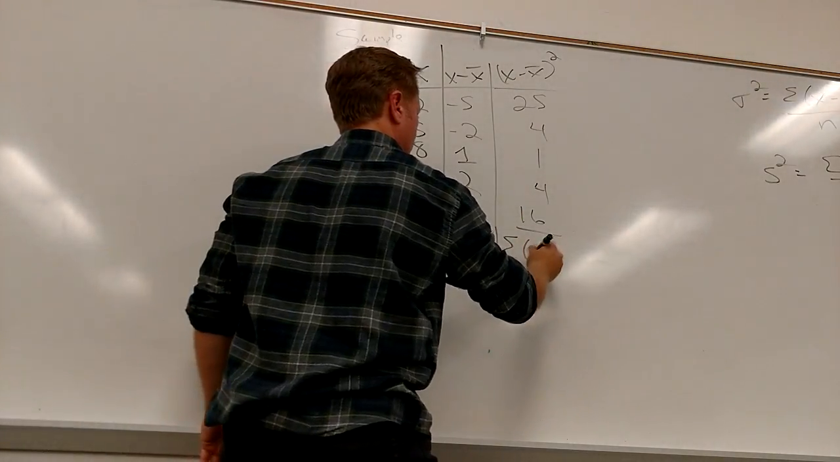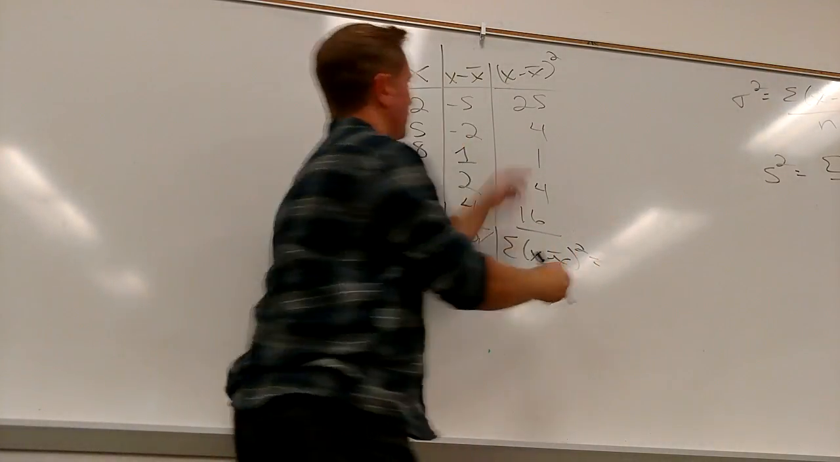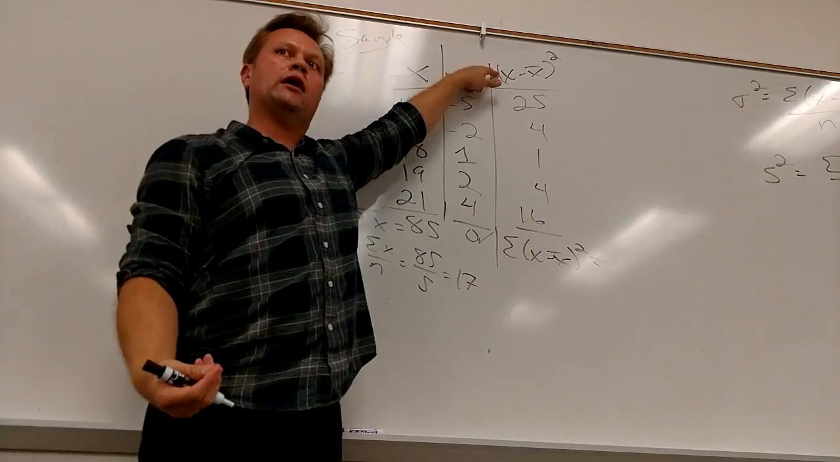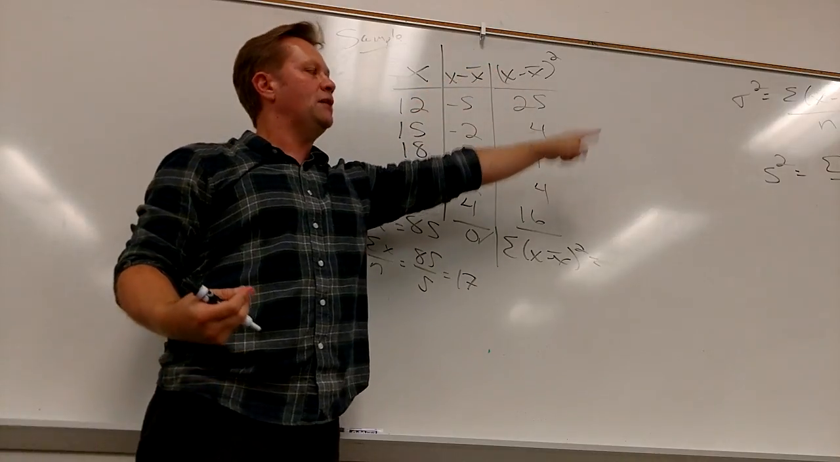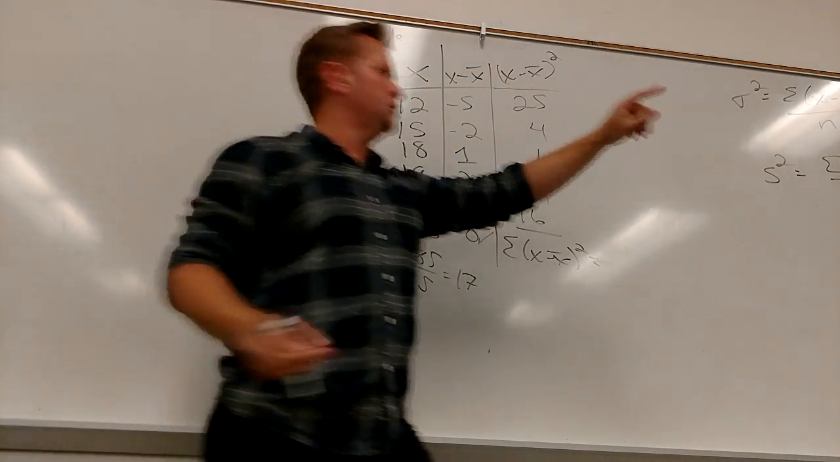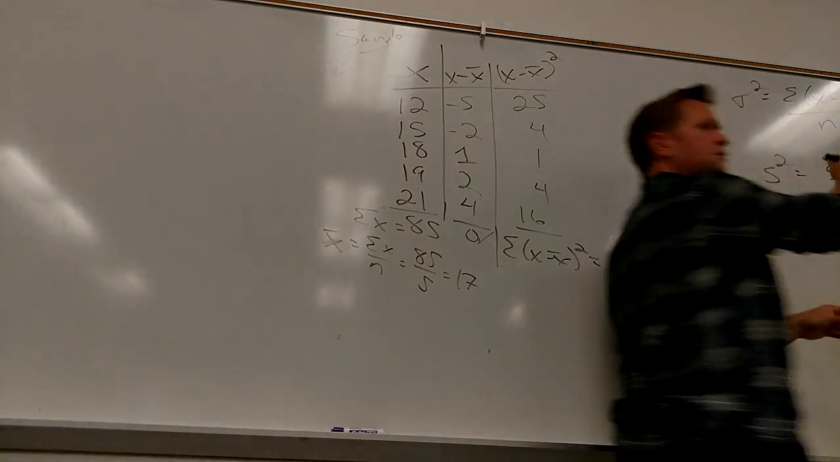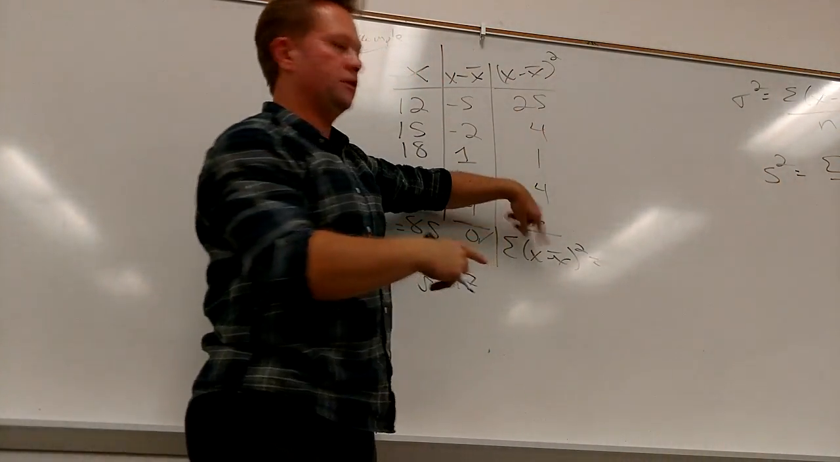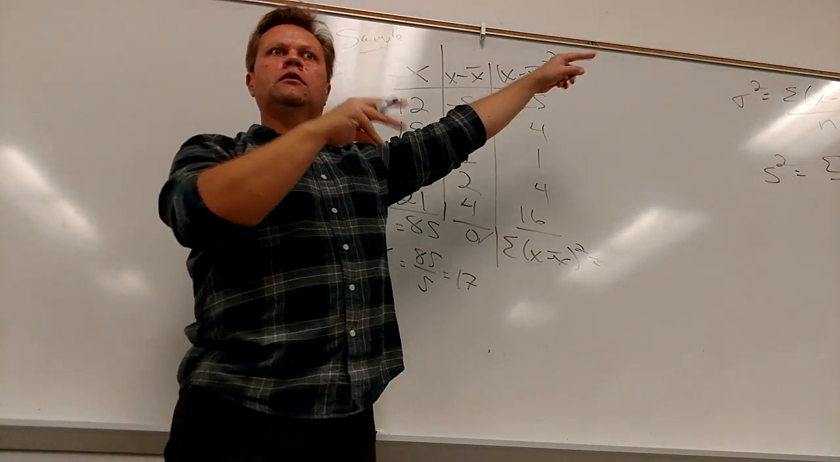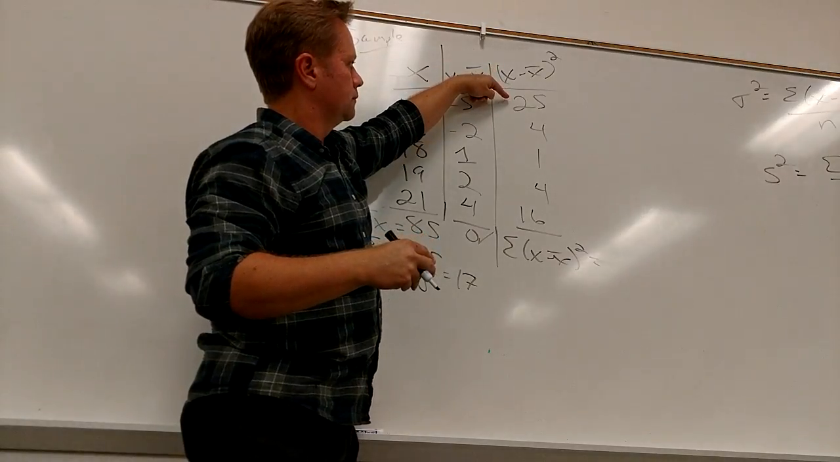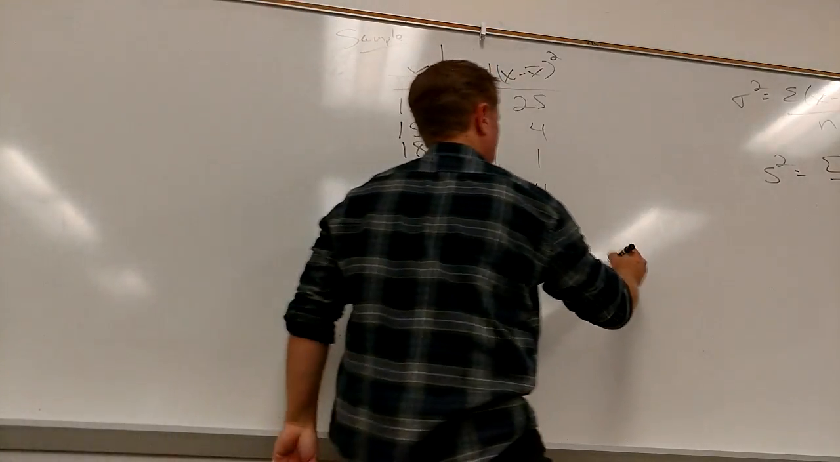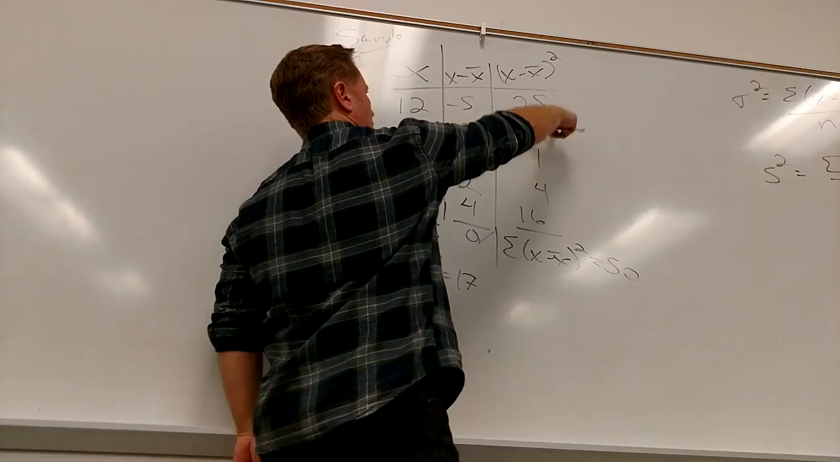So the sum of x minus x bar squared. Now these are a bunch of x minus x bar squares. The formula needs the sum of those. I never put stuff here, that doesn't make any sense. I got a whole bunch of those, I'm going to add them up. That whole number goes there. So what do I get when I add these up? 20, 5, 50. I like it.